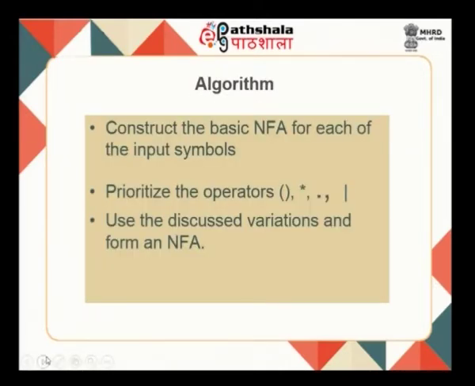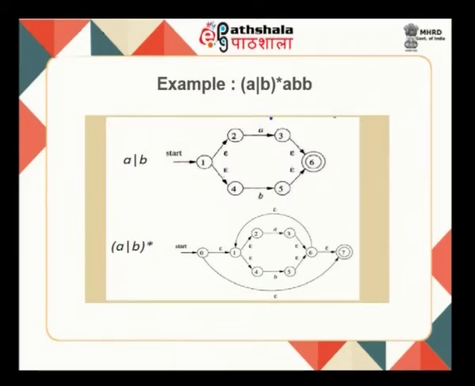Now, the simple algorithm will be: construct the basic NFA for each of the input symbols, prioritize the operators. The operator priority will be parenthesis first, followed by star, followed by dot, followed by OR, and use the above discussed variations and form an NFA. This NFA will be with epsilon transitions. Now, for an example, let us take (A or B) the whole star followed by ABB.